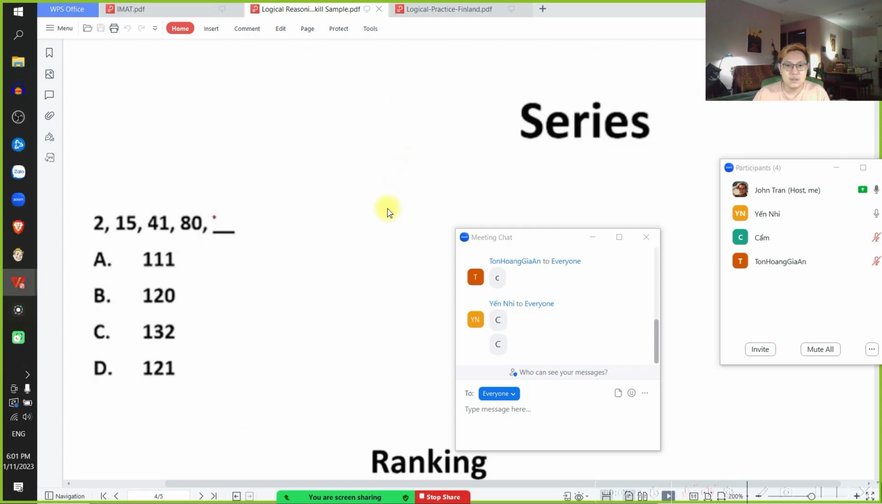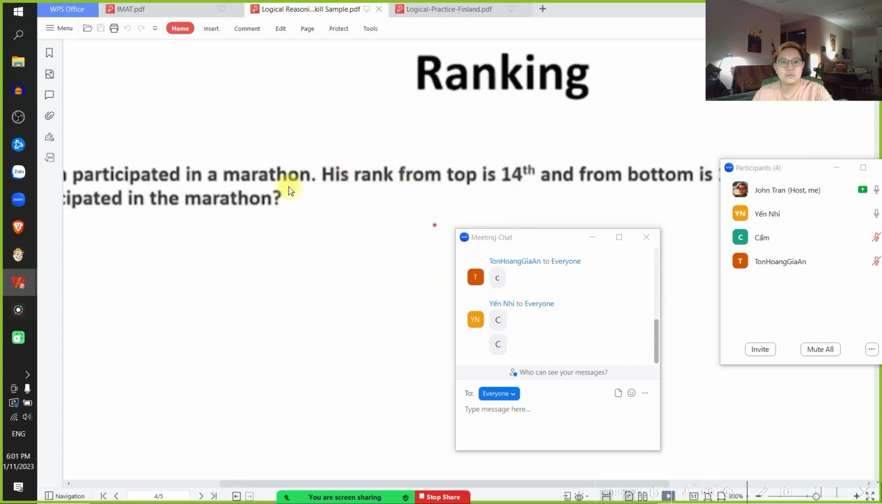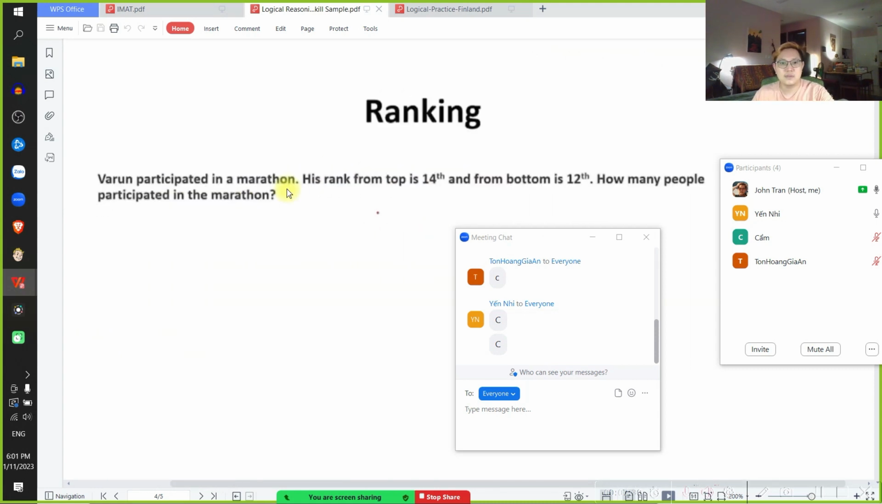Okay, good. Now let's look at this one. Ranking. Oh, one moment, please. Ranking. Varun participated in a marathon. His rank from top is 14th, and from bottom is the 12th. How many people participated in the marathon? Cái người tên là Varun đã tham gia vào một cuộc chạy marathon. Thứ hạng của anh từ trên đếm xuống là 14 và từ dưới đếm lên là 12. Thì hỏi có bao nhiêu người tham dự vào cuộc thi marathon này?